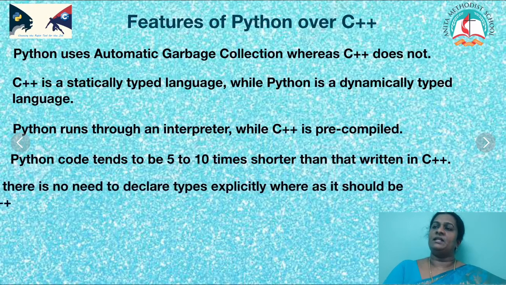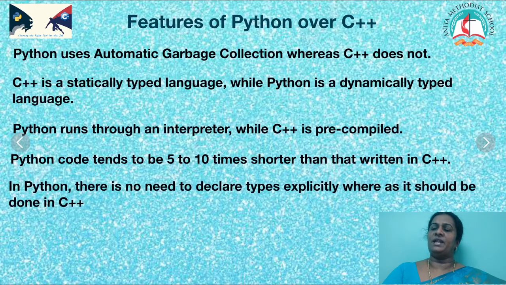And in Python, there is no need to declare types, like integer or character. It is not required to declare it, whereas it should be done in C++. You all know that in C++, when you are doing factorial sums, finding sums or finding the square root, you have to declare the number as a number and the character as a character.